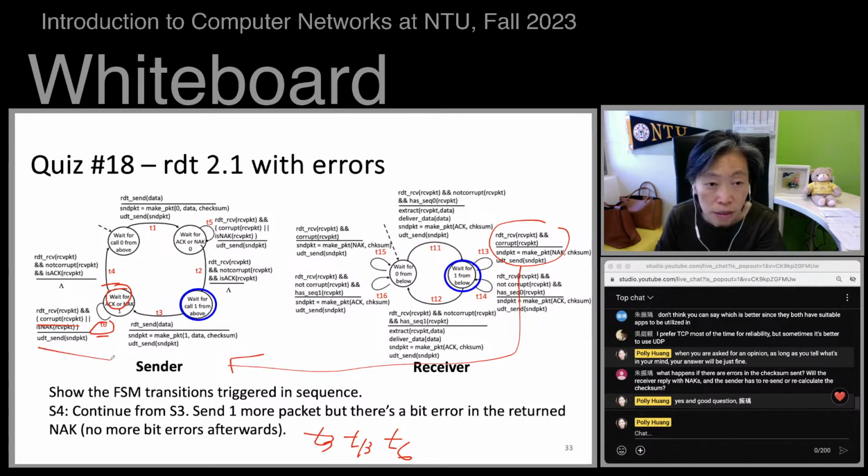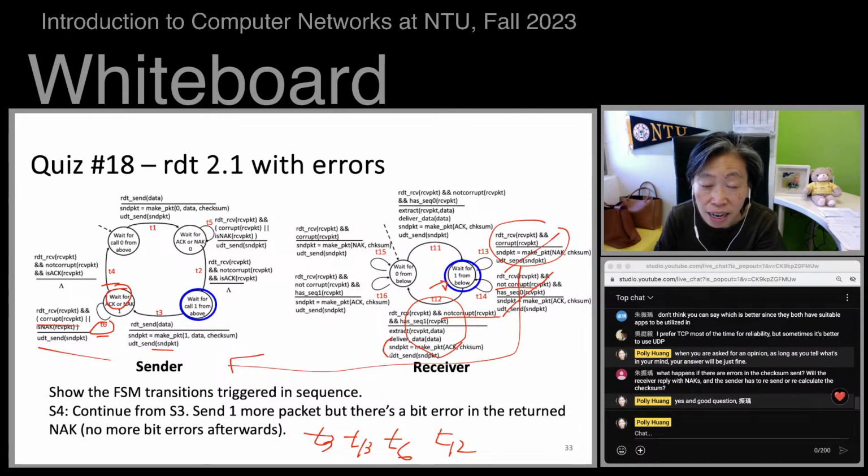T6 is going to retransmit the packet generated here. That is packet 1, and it's going to come back to the receiver. It's not corrupted this time. And the sequence number, this is sequence number 0, so not matching this one. This is, of course, not matching. Then the remaining transition that matches is T12.